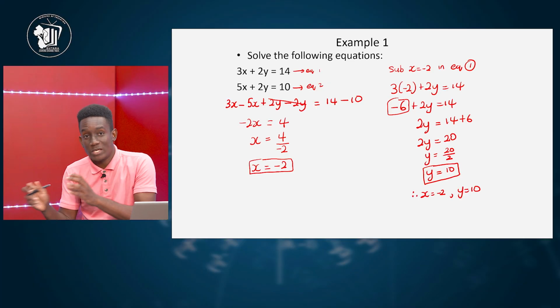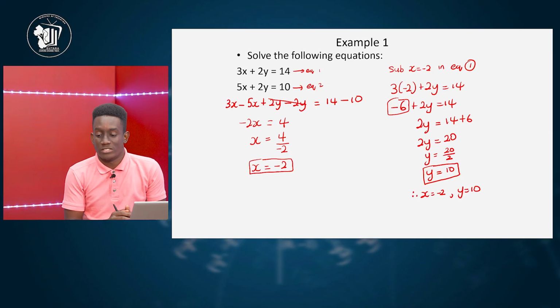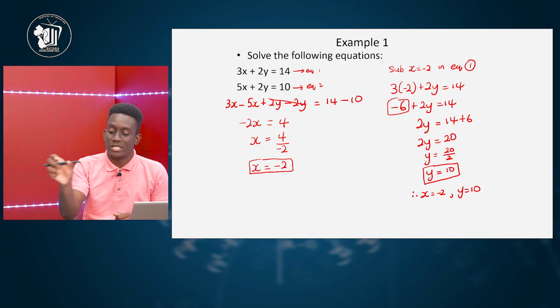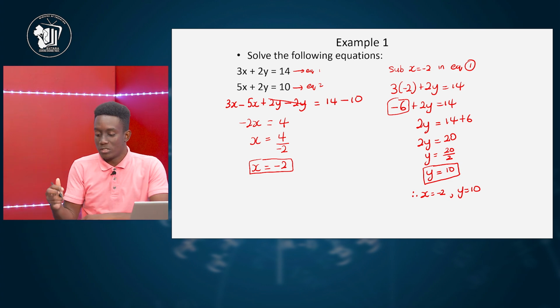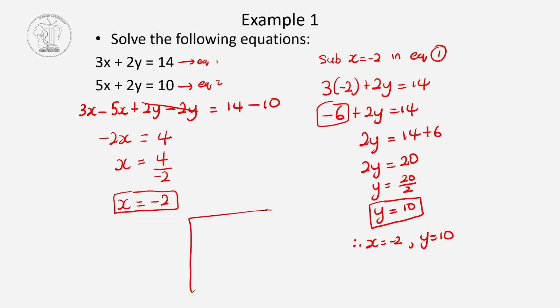And of course, just like with the previous method, we can check to see if our answer is correct by putting these values into both equation 1 and 2. Let's draw a box here to check. We'll have 3 times negative 2, plus 2 times 10, and that should be equal to 14. So 3 times negative 2 is negative 6, plus 2 times 10 is 20, and negative 6 plus 20 is equal to 14. So that checks out, so we know our answer is correct.